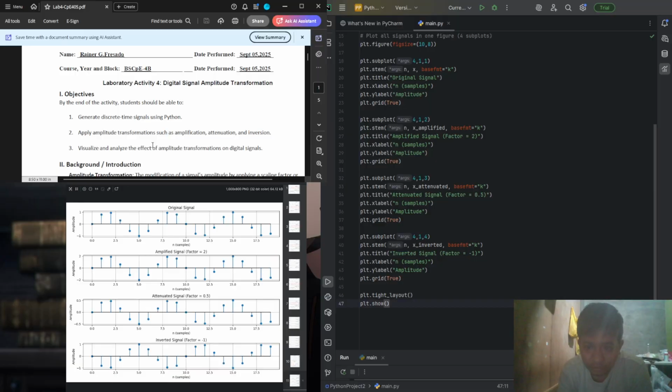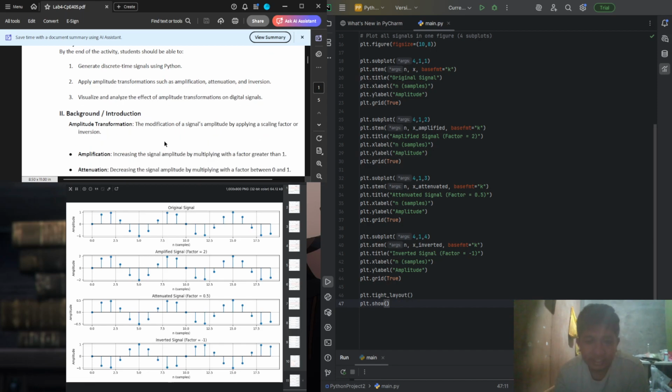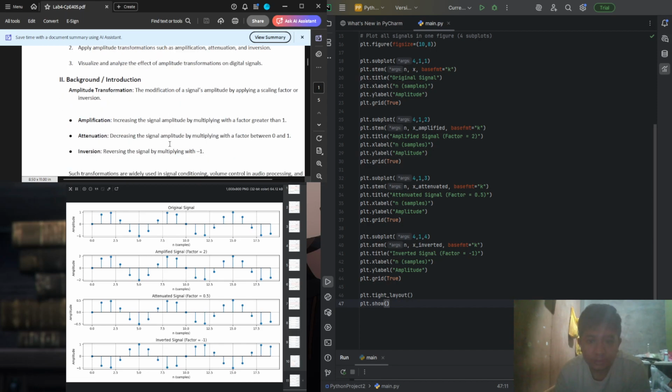here we transform the amplitude. In the previous activity, we transformed time. So here I also analyze the effects of amplitude transformations on digital signals. So here we use amplification, attenuation, and inversion.